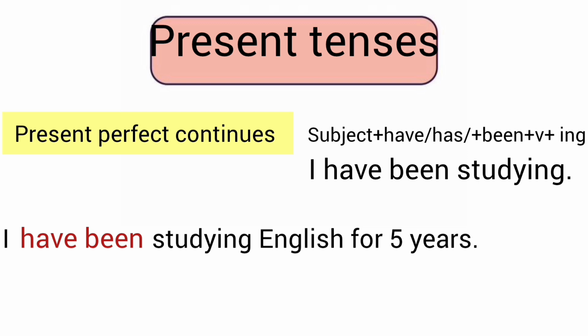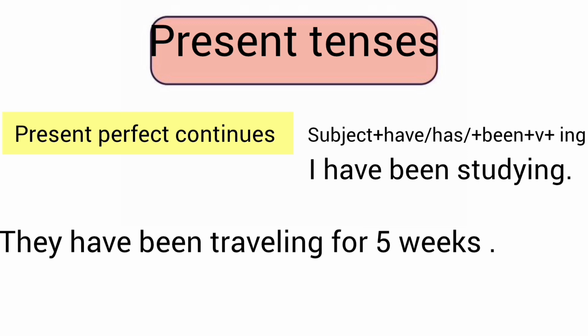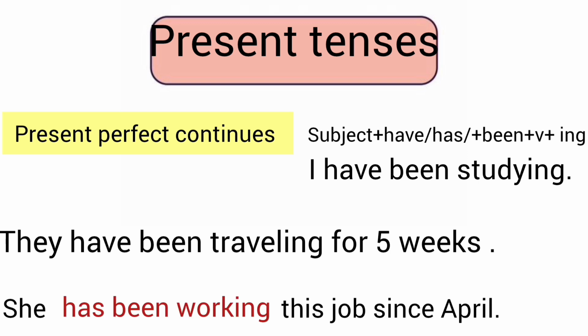I have been studying. We often use this tense to emphasize ongoing actions and how long they have lasted. As in, they have been traveling for 5 weeks. She has been working this job since April. So she started the work and she is still working. She has been working. So here we finished all present tenses.